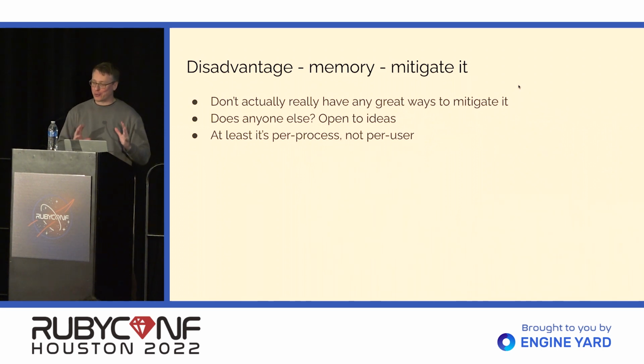Actually, I don't really have any great ideas about how to mitigate that. Does anybody else? I'm open to ideas. It's an unsolved problem. At least it's per process, not per user, right? If you had a big VM instance, the cost is paid once. So if you can squeeze more users onto it, you can amortize the cost of that memory.